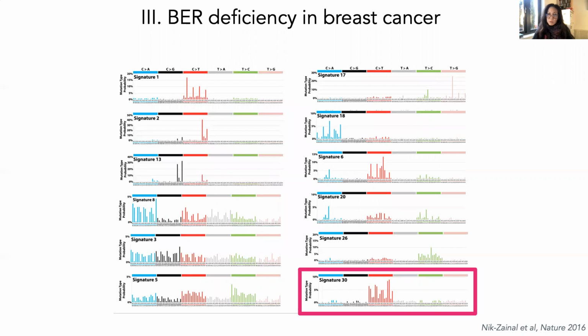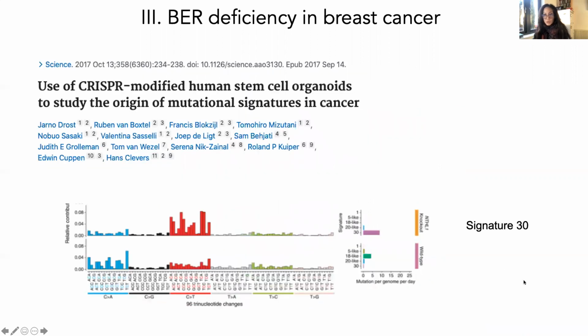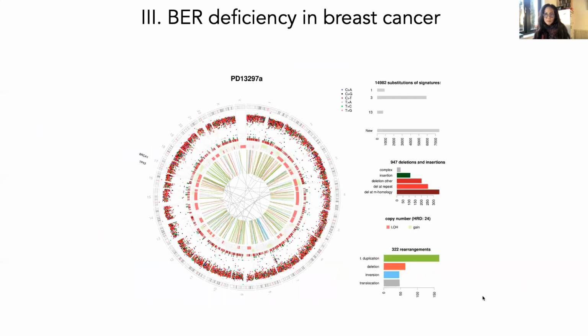Okay, so on to my third example of a DNA repair deficiency. Signature 30 was identified in 2016. Its etiology was unknown at that point, and soon after, the Clevers lab used CRISPR editing in an organoid to show that mutations in NTHL1, a BER DNA glycosylase, produced a signature that was identical to signature 30. They also showed that germline inherited NTHL1 mutations were associated with this signature, as demonstrated in this breast cancer, which has a hypermutative phenotype of signature 30, but interestingly has also got a BRCA deficiency.